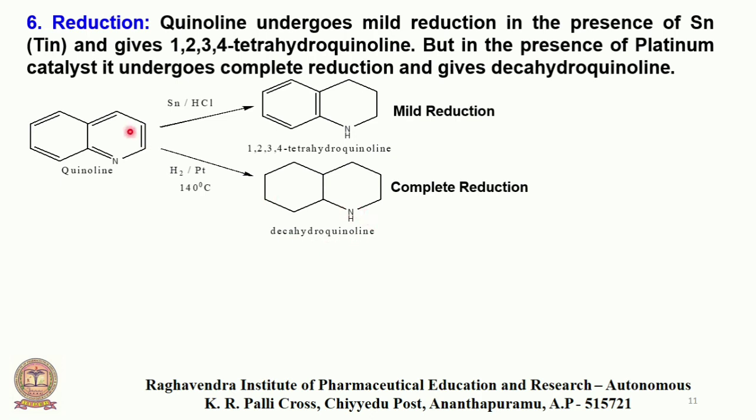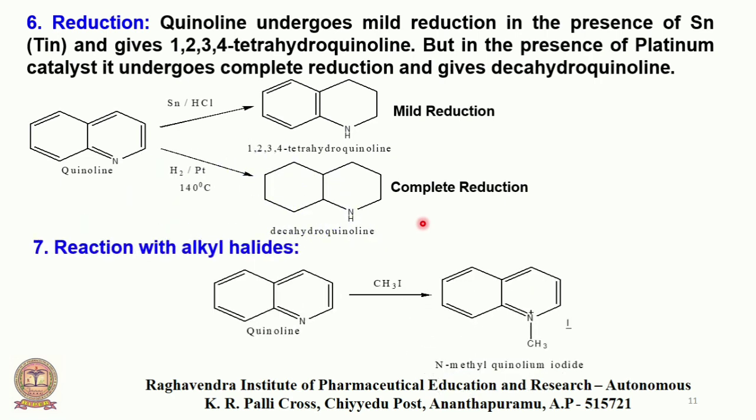hydroquinoline. Totally five double bonds are present, and all five double bonds are completely saturated with hydrogen in the presence of platinum at 140 degrees Celsius, giving decahydroquinoline. Now the reaction with alkyl halide: on reacting with methyl iodide, the lone pair of electrons on the nitrogen is donated to the CH3 plus ion and forms N-methylquinolinium iodide. So these are some chemical reactions.